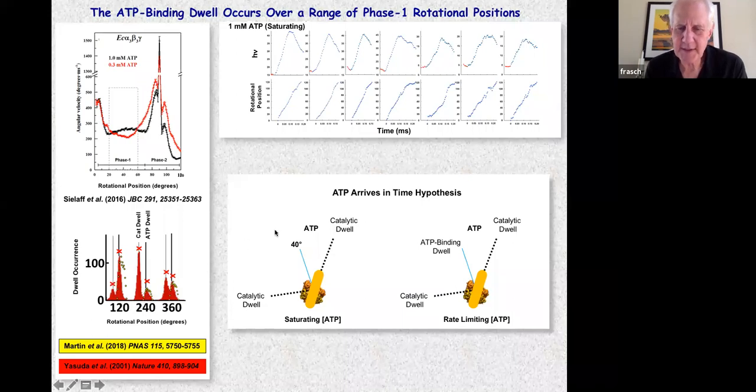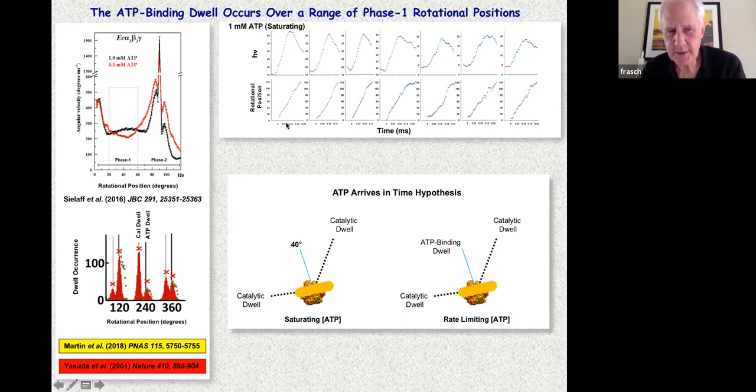So they came up with this ATP arrives in time hypothesis that I already mentioned. And that is, you start at the catalytic dwell, and when you're at saturating ATP, the ATP gets there before it reaches 40 degrees. So it just keeps rotating, no ATP binding dwell. But over here at limiting, it gets to the 40 degrees and then has to wait for ATP to come. But what we found is it's more complicated than that.